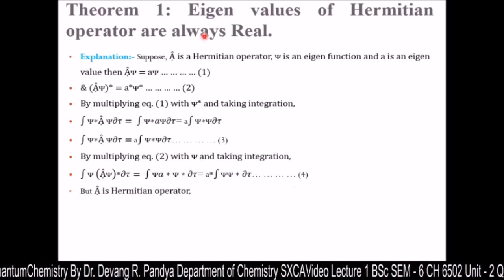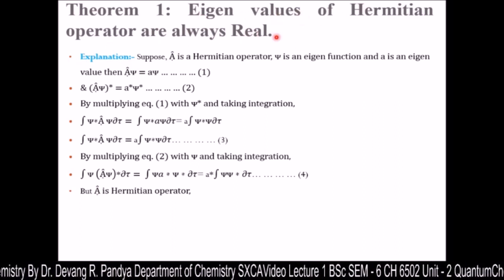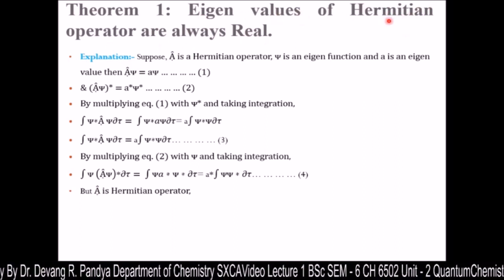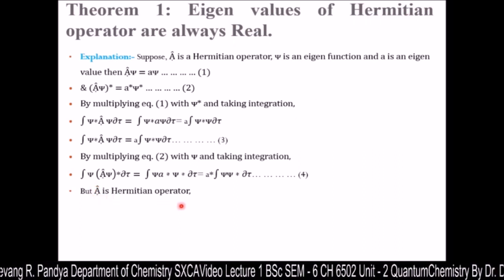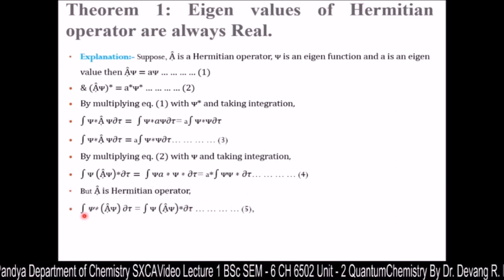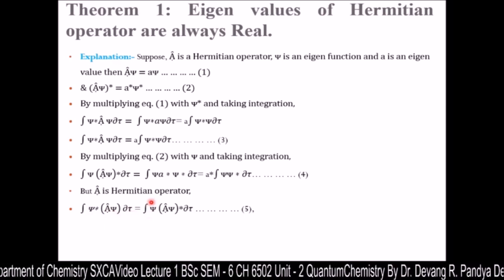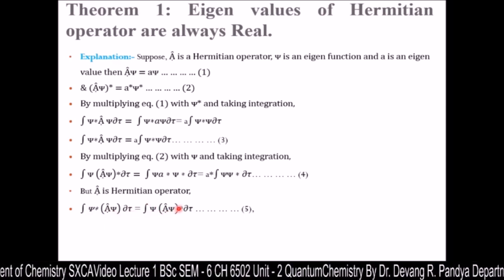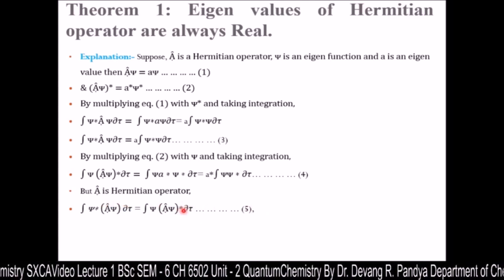But here we have one condition. To prove this, the condition is that the operator is a Hermitian operator. So our operator A is a Hermitian operator. It gives the turnover rule: ∫ψ* Aψ dτ is equal to ∫ψ (Aψ)* dτ. That is the condition of the Hermitian operator.